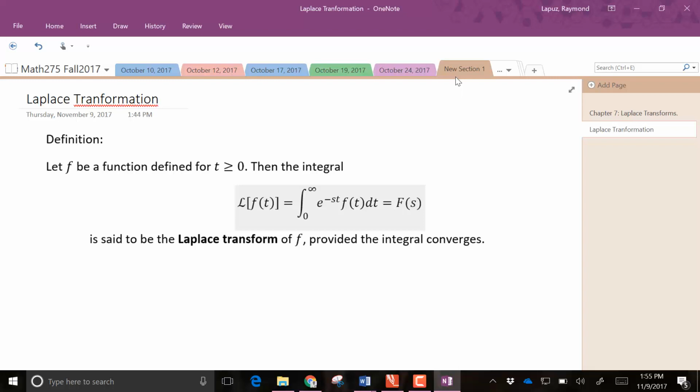Notice that the dummy variable you're integrating with respect to is t. This is an integral with respect to t. e to the negative st is like a function that pushes your f of t down with the hopes of it converging. So, aside from trying to remember your partial fractions, you also have to remember your improper integrals. So we're going to approach this with improper integrals.